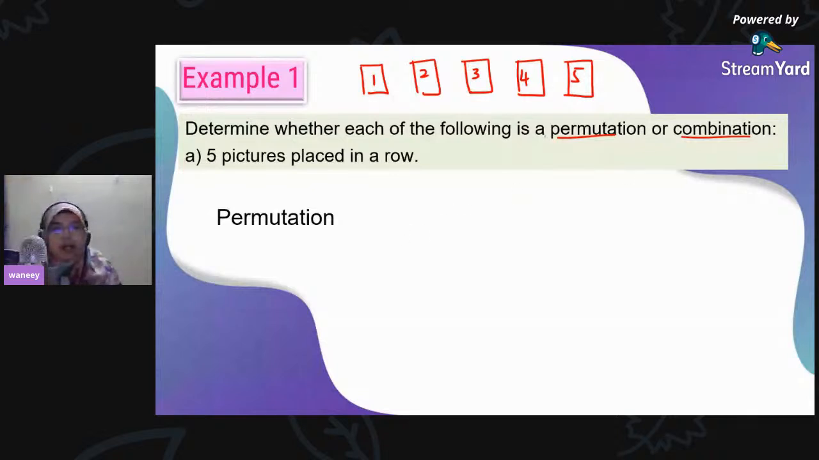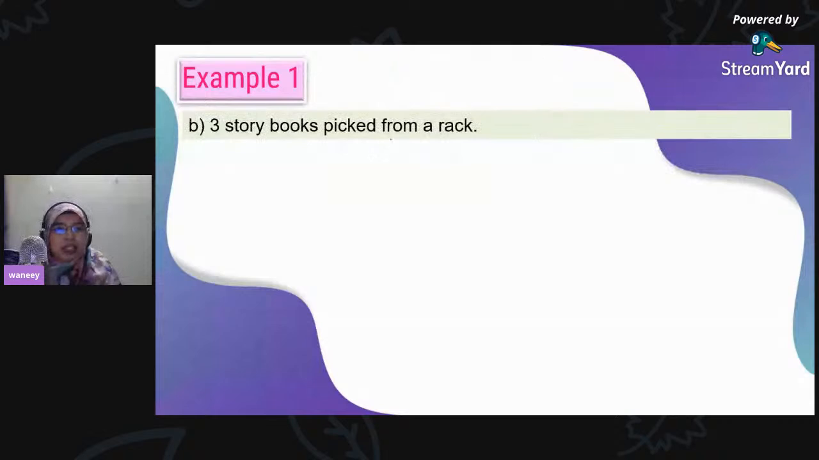Okay, next. 3 storybooks picked from a rack. So daripada rak buku, we're gonna pick 3 of them. Okay, so for this one, we simply gonna pick them.